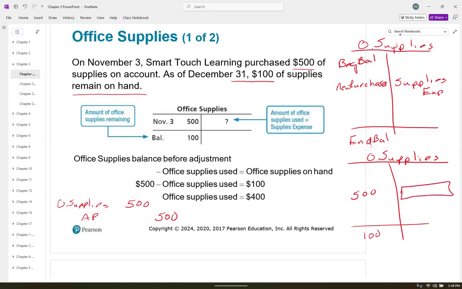So we can, I don't really like all this equation stuff. If you do, that's fine. I like to see it in a T account.